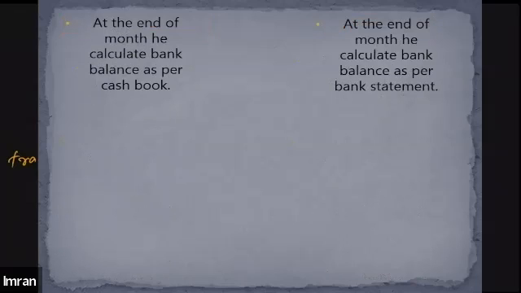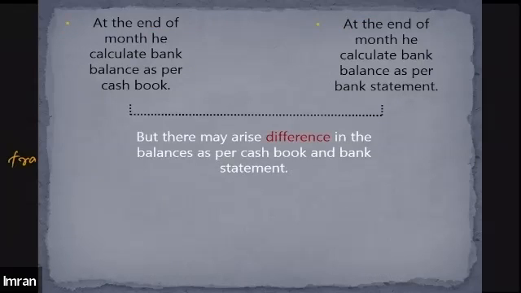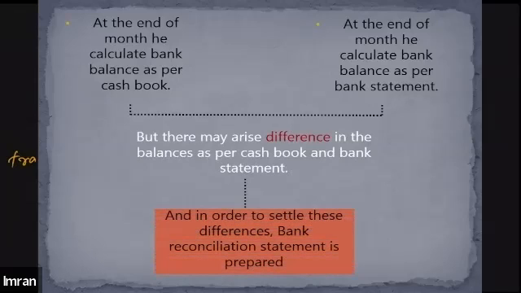Right. Now, at the end of the month, when they calculate the balancing figures, as per the cash book and as per the bank statement, there may arise a difference in the balance as per the cash book and the bank statement. And to rectify and settle these differences, the bank reconciliation statement is prepared. Is it clear, everybody? I guess it is more clear to you now.